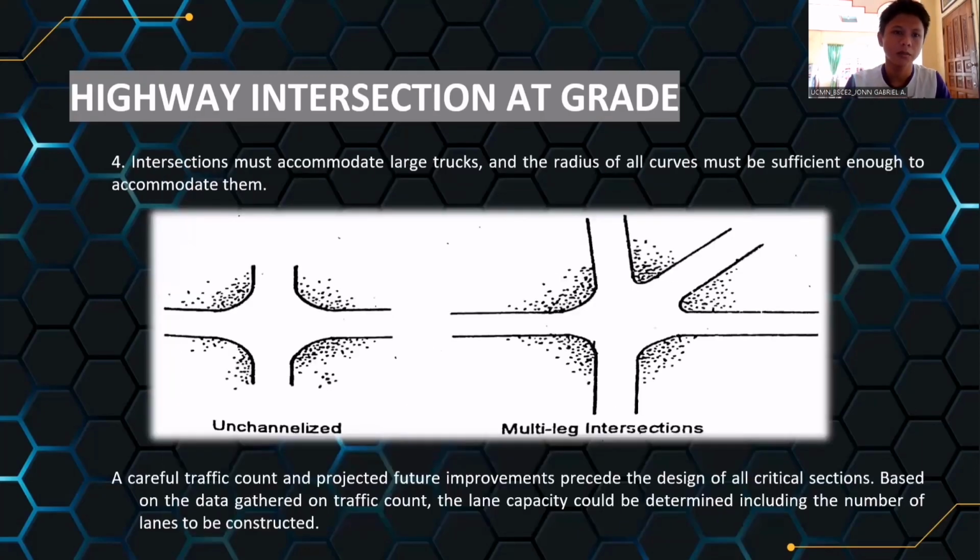The number 4 is intersections must accommodate large trucks, and the radius of all curves must be sufficient enough to accommodate them.